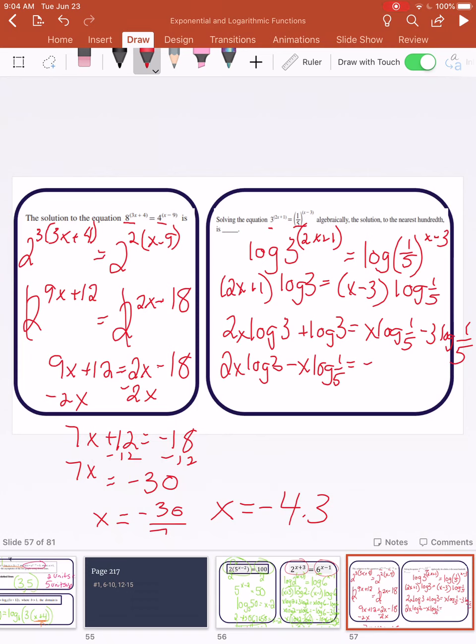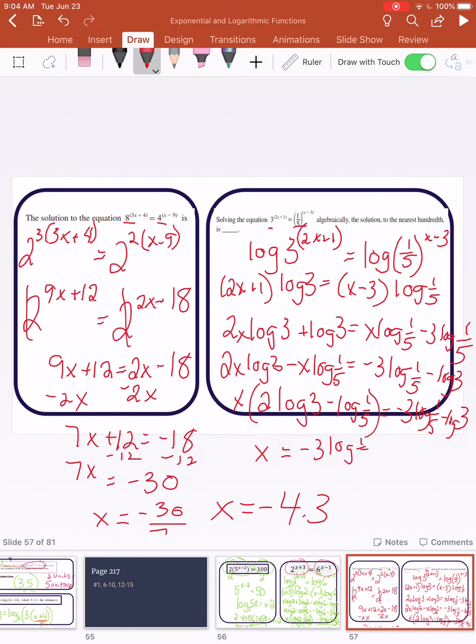And then on the right, I will subtract the log 3. Excellent. Now I'm going to factor out an x here, and I end up with 2 log 3 minus log 1/5 equals negative 3 log 1/5 minus log 3. And then I'll just go ahead and divide that expression over. So then my answer is x equals negative 3 log 1/5 minus log 3, all over 2 log 3 minus log 1/5.